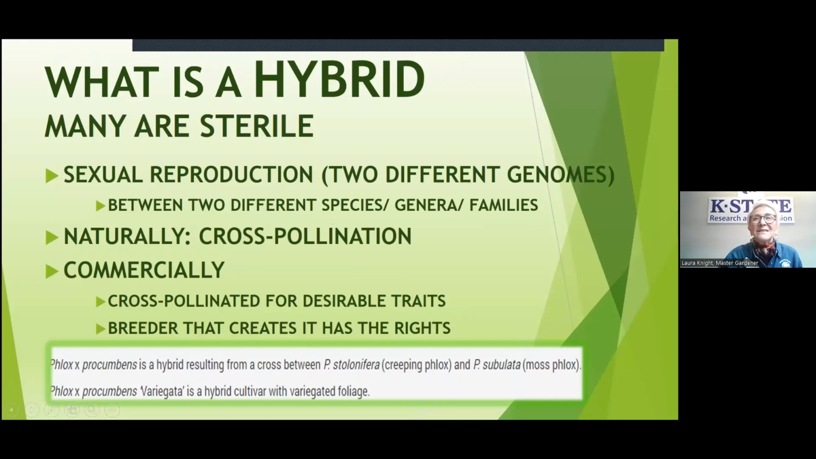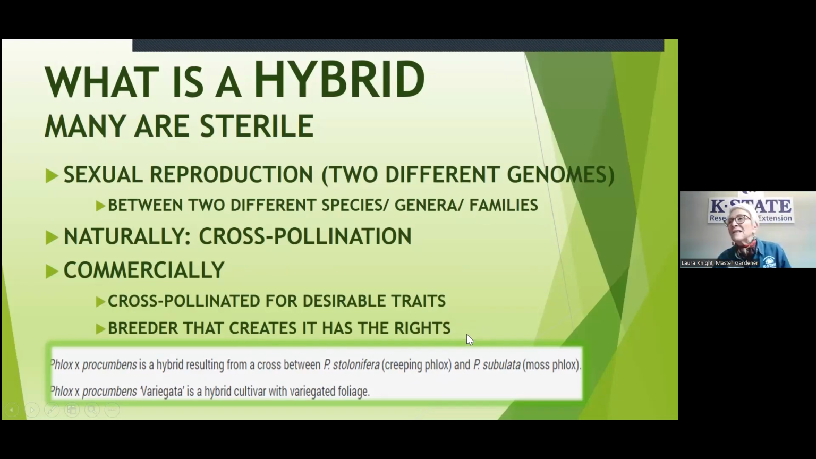Now, a hybrid is a little bit different. Many of them are sterile. It is asexual reproduction and 2 different genomes. Sometimes they're the species that you're crossing, the genus that you're crossing, and very rarely the families. It can occur naturally by cross-pollination, or this is where the money is made and people become famous. Commercially, there can be cross-pollinations, and it takes years and years.